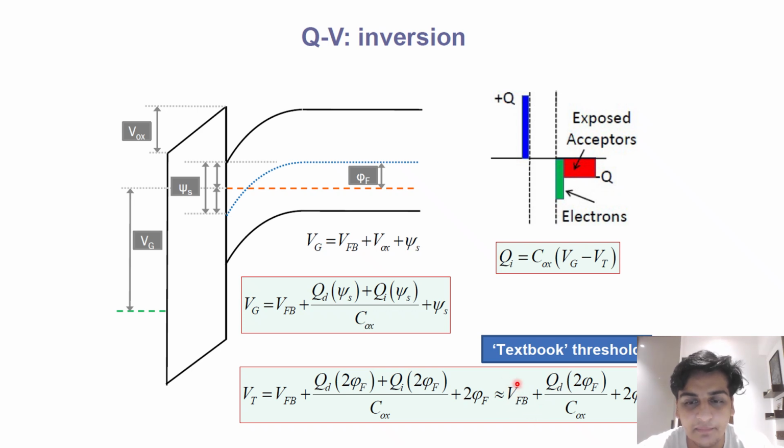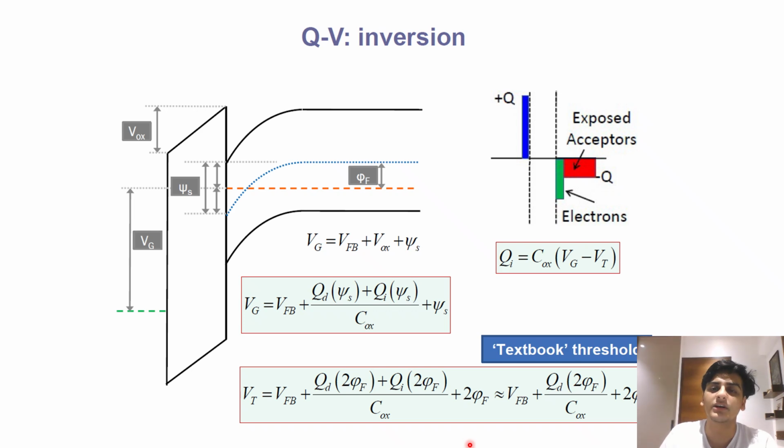which gives us this formula for the threshold voltage, which includes this flat band voltage, plus we can evaluate the depletion charge at 2 phi f based on the formula that we derived in the depletion, where we substitute psi s as 2 phi f in that formula and we get the depletion charge. We know the capacitance of the oxide in terms of epsilon of the oxide and thickness of the oxide, plus 2 times phi f, which we substituted here. So this is the textbook formula for threshold voltage.